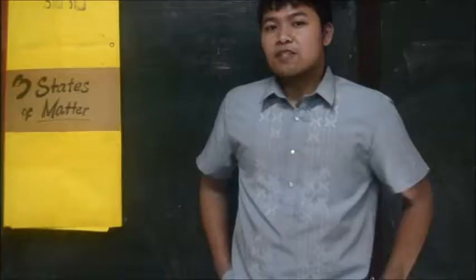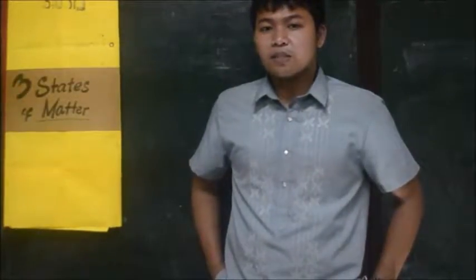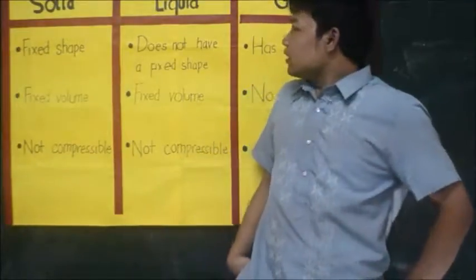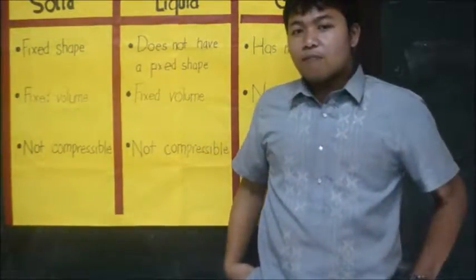So we're done reviewing matter. Now let's see the differences and the similarities of the three known states of matter, particularly the solid, liquid, and gas. Okay, these are the solid, liquid, and gas, the three states of matter.